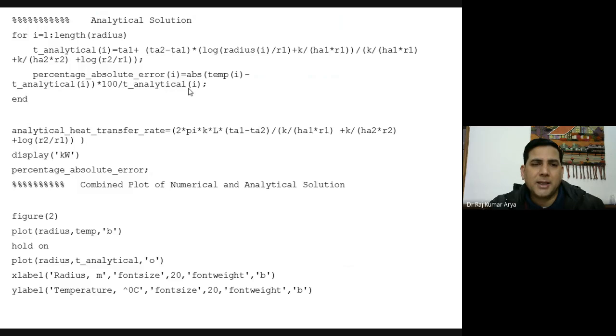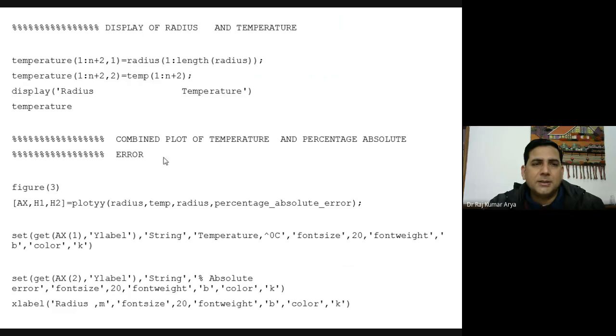Then you have calculated error. Then again heat transfer rate for that, and then you have calculated error, and then you want to plot everything in the same graph. So by putting the hold on command, it will plot. This is calculated by you. This is calculated by your analytical solution, and then compare it. So this is just a display of temperature. What do you want to display here actually?